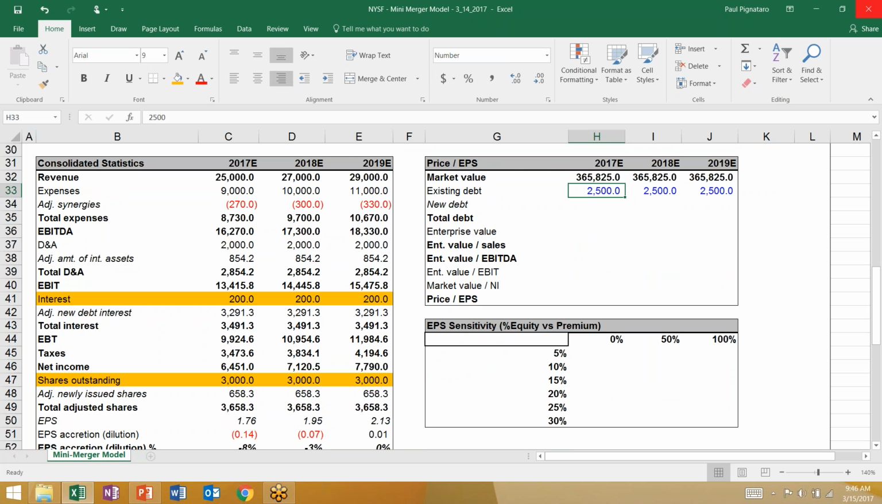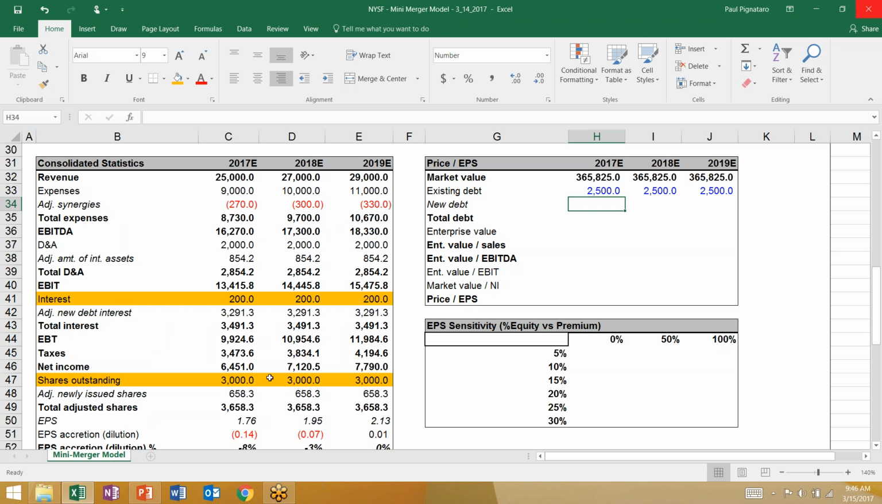So that's the implied equity value. And the next question is, well, what about the implied enterprise value? For the implied enterprise value, there's one other item that we need that we didn't have before. It's how much debt does the acquirer have on its balance sheet? We didn't have that before. We had the target's debt, not the acquirer's.